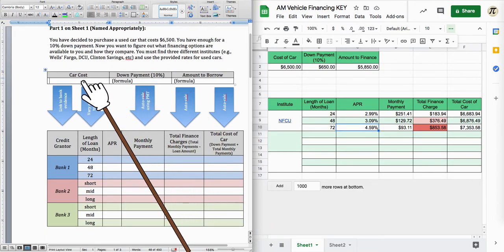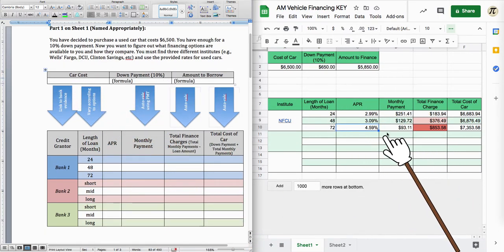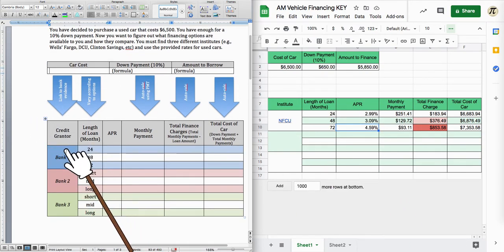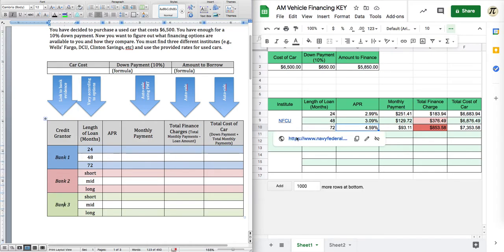Okay, so we're going to create 2 tables, and I've done that already over here, and we're going to compare 3 banks. Note that over here, the banks, don't just call them Bank 1, Bank 2, Bank 3, but actually call them by their actual name. Don't forget, as we read the PDF, you're going to link back to evidence. So each one of these is going to have a link that tells you the rates.